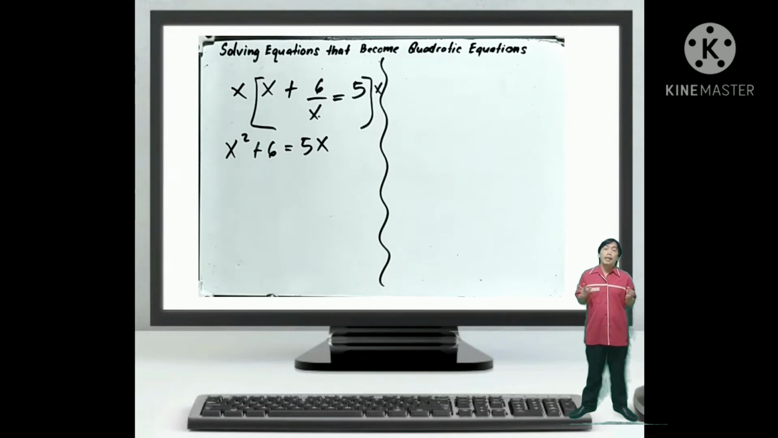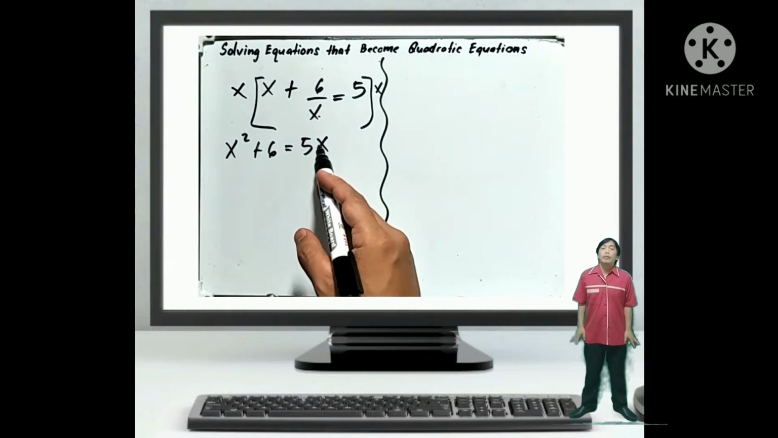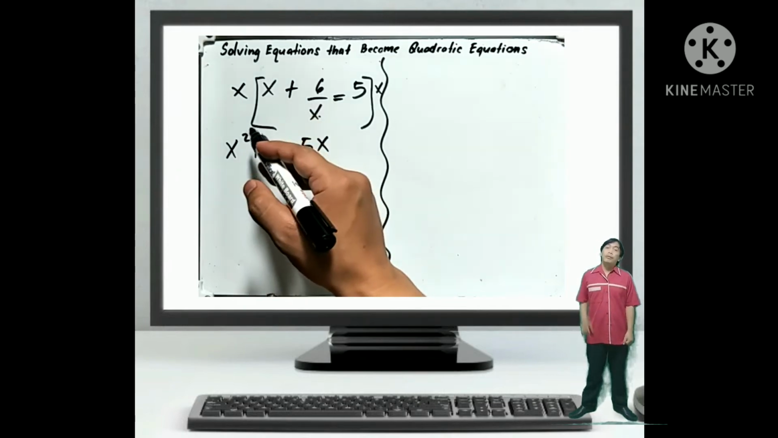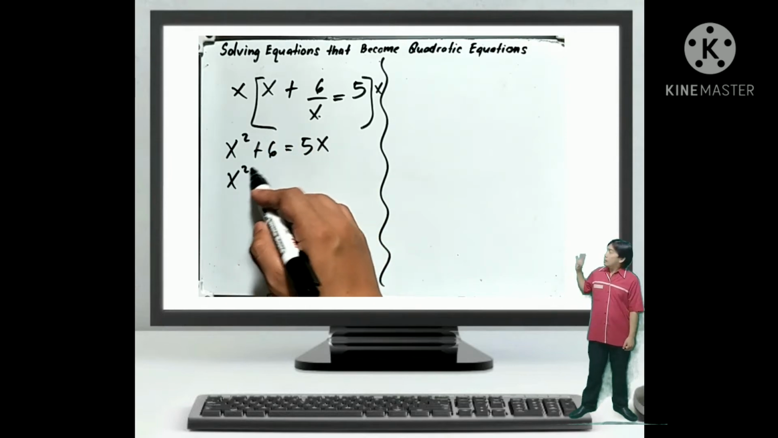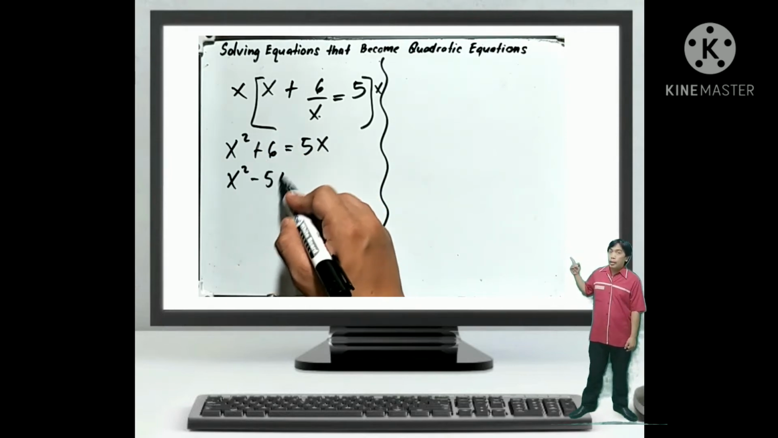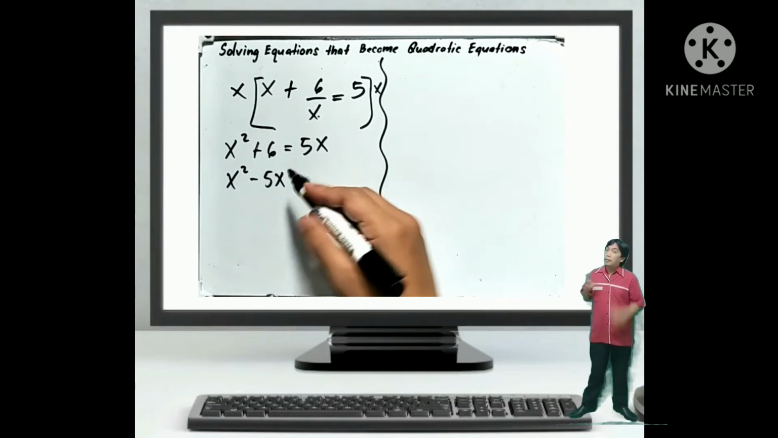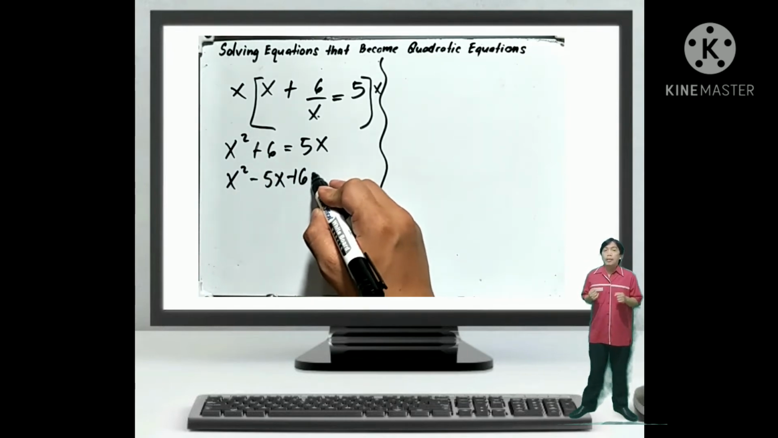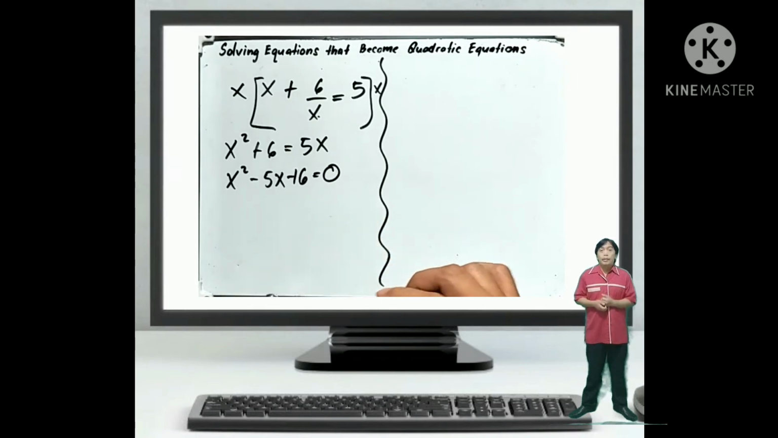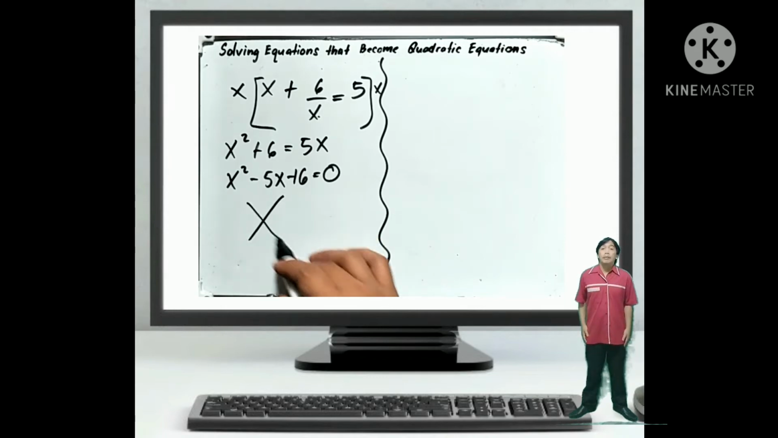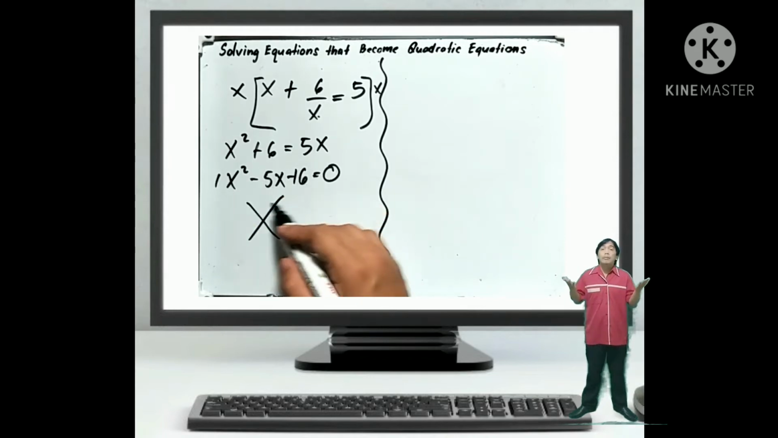Now we can just arrange it in standard form. So let us transpose 5x to the left side. So x squared minus 5x. Remember that the x terms must be written first before the constant. So we'll just copy the constant, plus 6 is equal to 0. So it is an example of a quadratic equation already in the second degree. So I'll be factoring it out to get the roots. So 1 times 6 is 6.